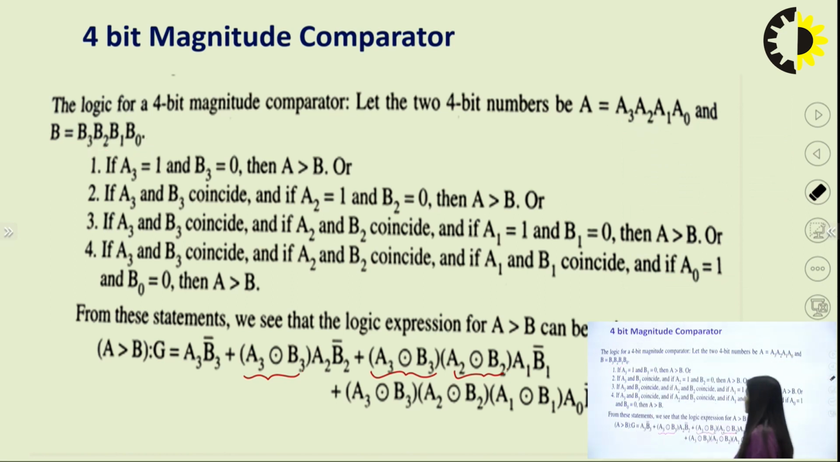The first case. If A3 is equal to 1 and B3 is equal to 0, definitely the number A is greater than B.